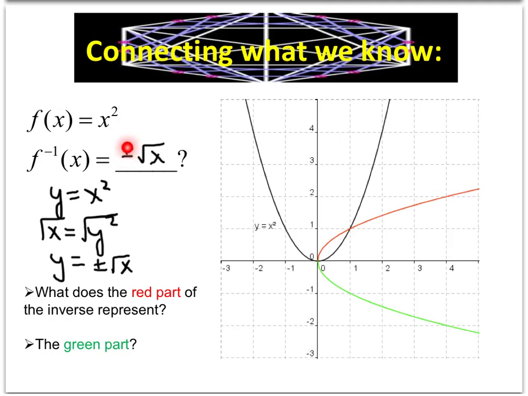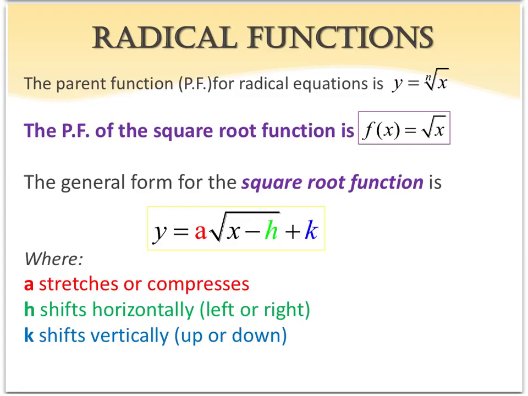Now, this plus or minus shows me something very specific in this graph. The plus part is going to be the red part of this graph, and the minus part is the green part of this graph, which means if I just want to specifically look at y equals the square root of x, that's what this part of the graph represents. And if I want to look at y equals negative square root of x, that is this part of the graph. The parent function of a square root function is f of x equals the square root of x.